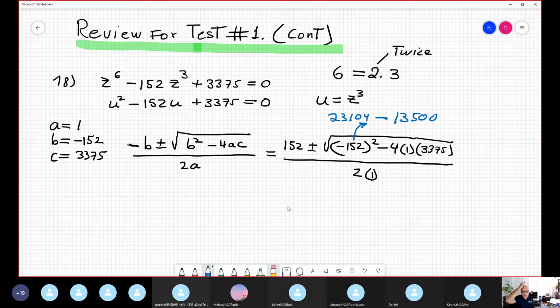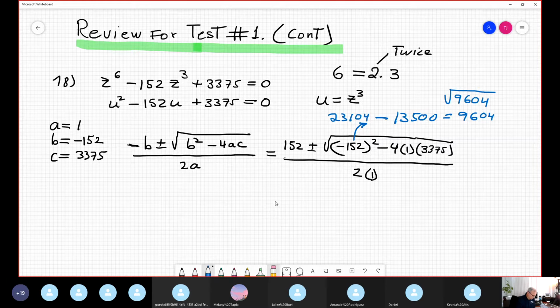Now subtract. So it's 23,104 minus 13,500, which is 9,604. And now you apply a square root to this, because my formula contains a square root. And the square root that I'm doing now here in blue color is exactly the big square root that we have in the question.